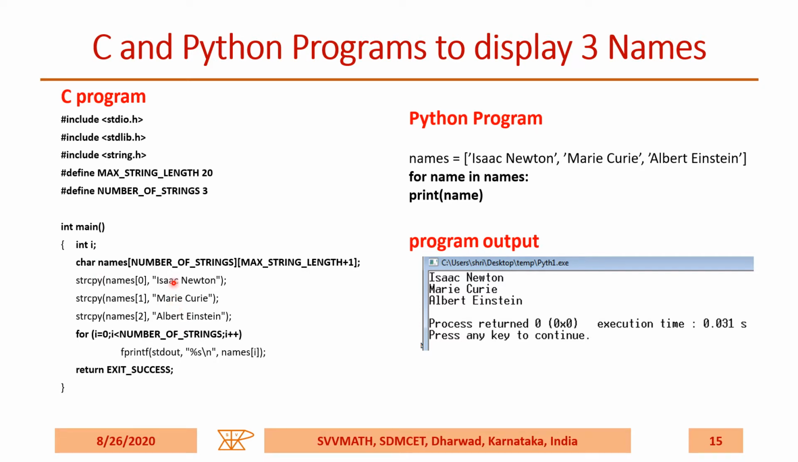Now how can I do it in Python? Simply I'll write names equal to three names. You can write whichever names you want. This is from the textbook I have taken. You can write your own names. And write down the next line: for name in names colon print name. These three names will be displayed. Just compare how many lines I write in a C program and how many lines I write in case of Python, and which is easier, which will take more time to write the code.